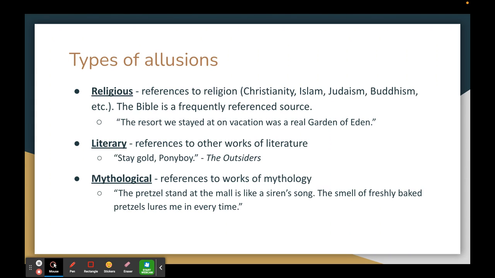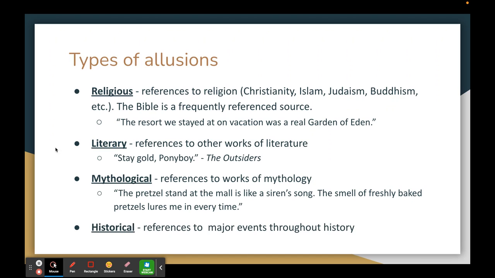Now the siren song comes from Greek mythology. The siren song was so beautiful and compelling that it would entrance sailors to pull away from their course toward the sound. And eventually, this would lead them to run aground, capsize, and ultimately drown. So, not a good thing there. It's not a good thing at all, actually. The siren song is inescapable, though, kind of like a mall pretzel. Yum.